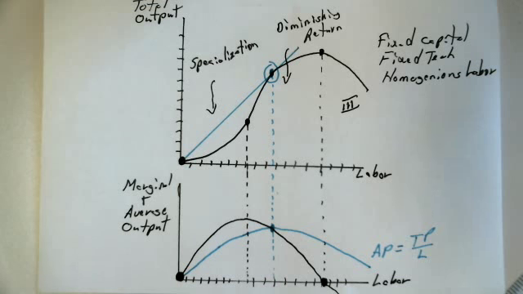It's not so important that you remember that, and it's not in the book, but that's how you draw the total product function and marginal and average product.